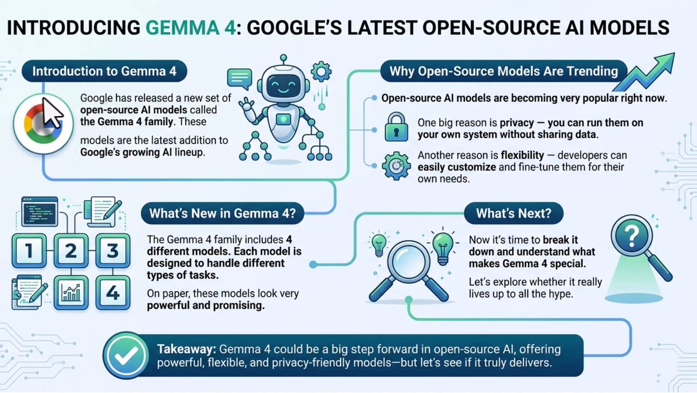Google has released a new set of open source AI models, and they are called the Gemma 4 family. These models are the latest addition to Google's growing AI lineup. Okay, now let's understand why open source models are trending. Open source AI models are becoming very popular right now.